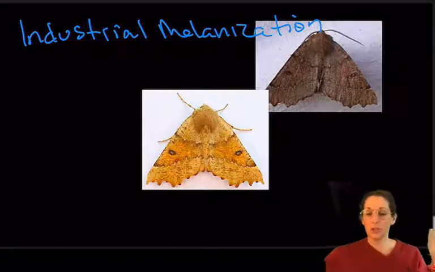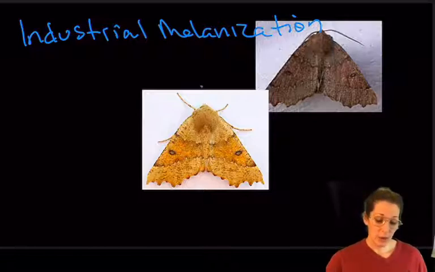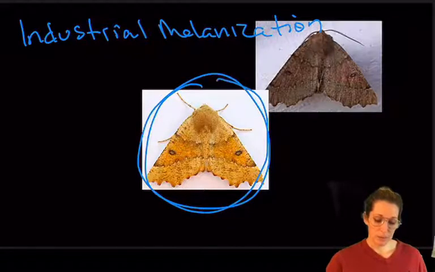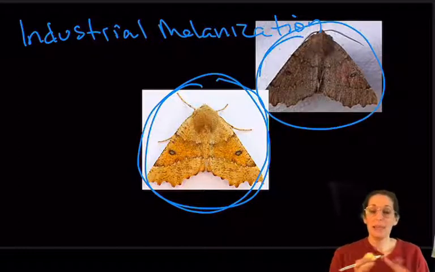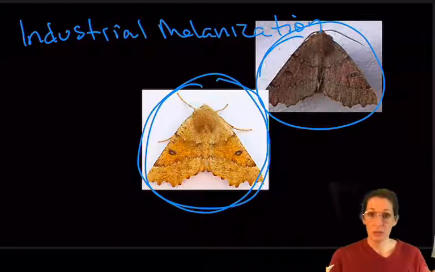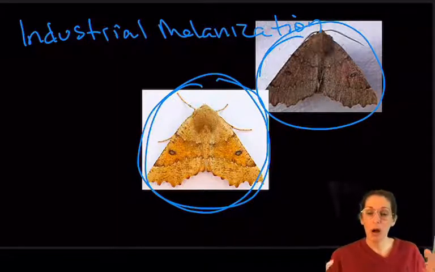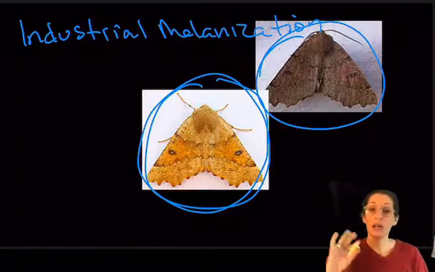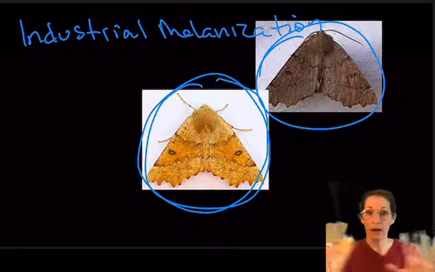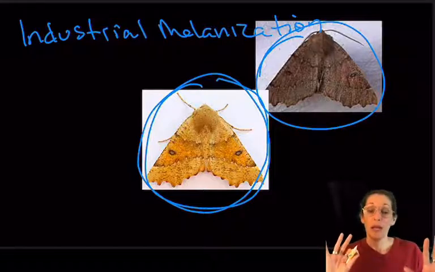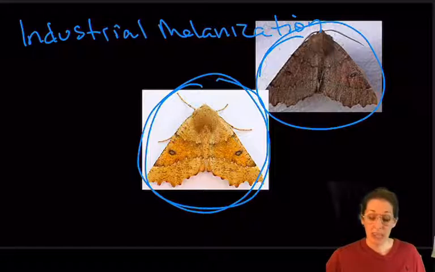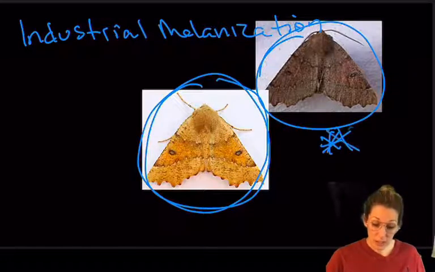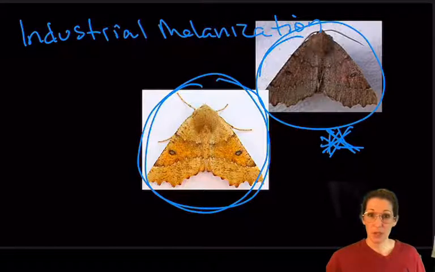So when factories were built and they were belching smog out into the environment, they covered the trees and made the trees darker. And so the light moth became more visible to predators than the darker moth. But both of these morphs, both of these phenotypes, were already present in the population. There were already dark moths and already light moths. They were already there. But whenever the trees became dark, it became more advantageous to be dark because the environment changed.